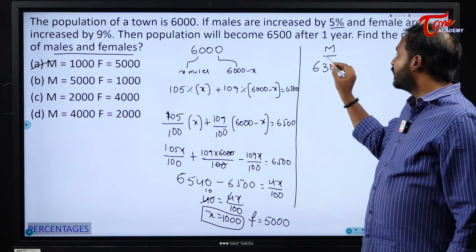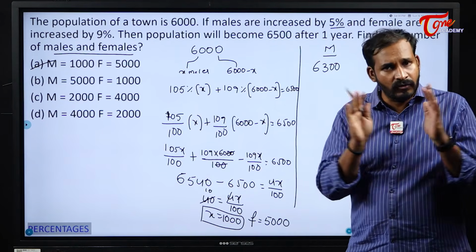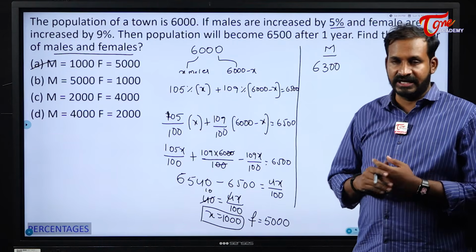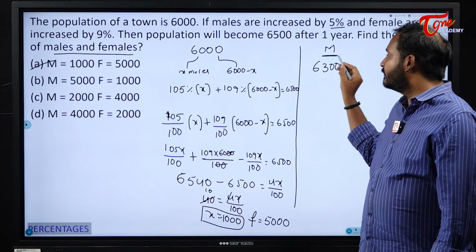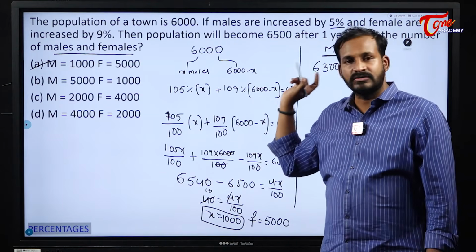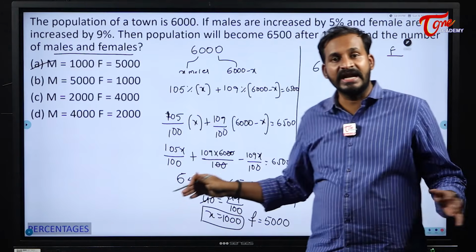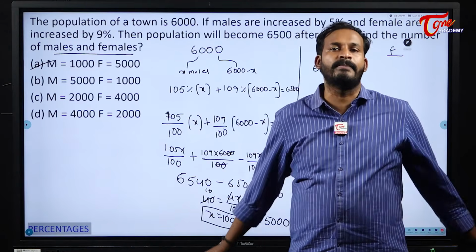So, if I assume that the entire village consists of only males, then the population will become how much? 6,300. The reason is the male population will be increased by 5%. So 5% of 6,000 gives 6,300. Okay, good, superb. Next, I will assume that the village consists entirely of female people.